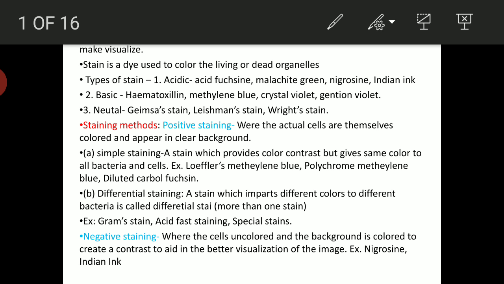Another method of staining is negative staining. In negative staining, the cells are uncolored and the background is colored to create a contrast to aid in the better visualization of the image. For example, nigrosin, Indian ink, etc.